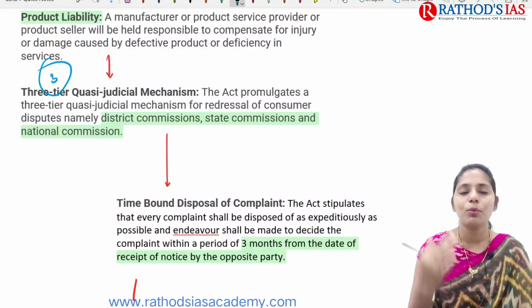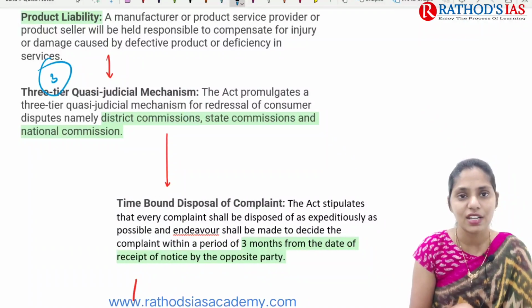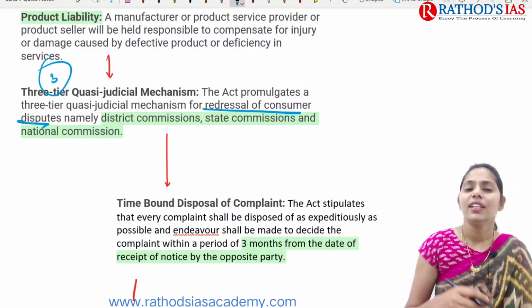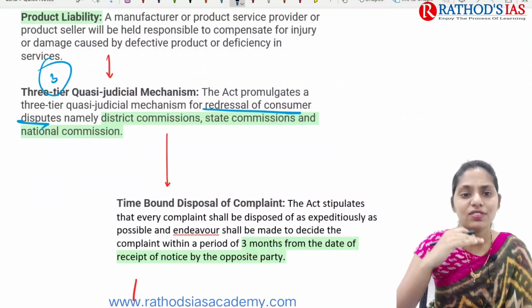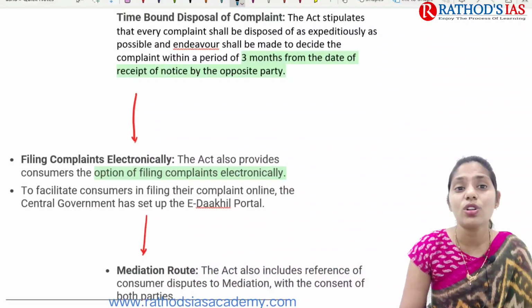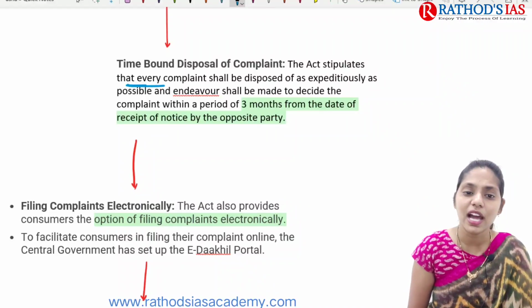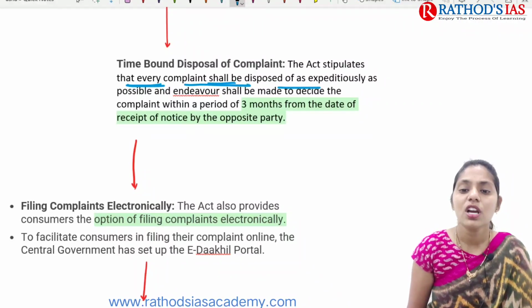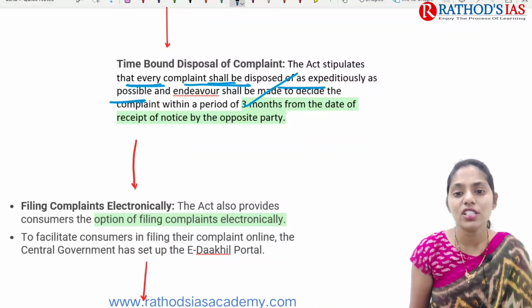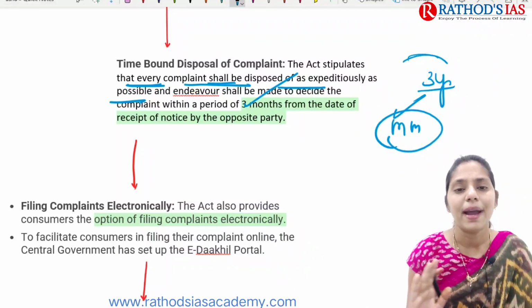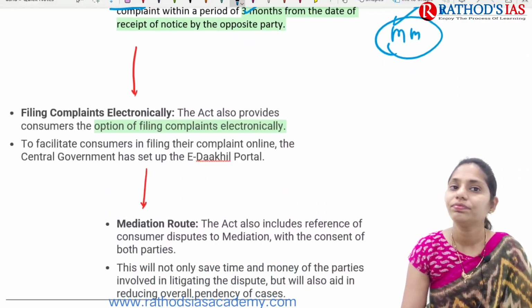This Act promulgates a three-tier quasi-judicial mechanism, focusing on redressal of consumer disputes, at the national level, the state level, and the district level. Next, it focuses on time-bound disposal of complaints. The Act stipulates that every complaint shall be disposed of as expeditiously as possible, within 3 months from the date of notice by the opposite party, they need to resolve the issue.